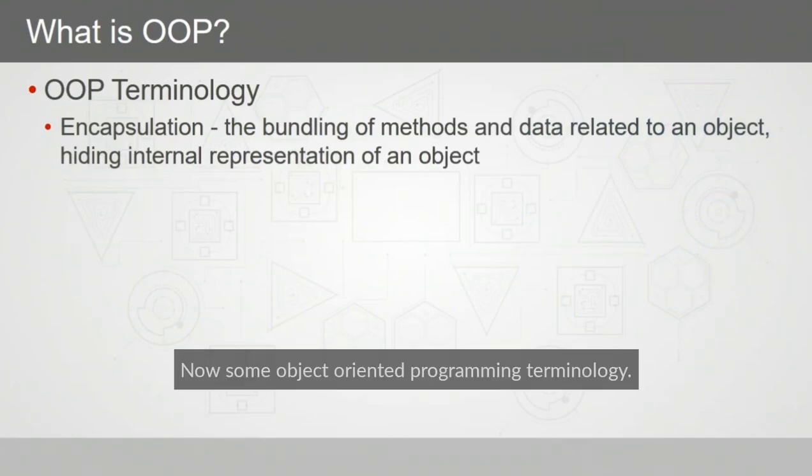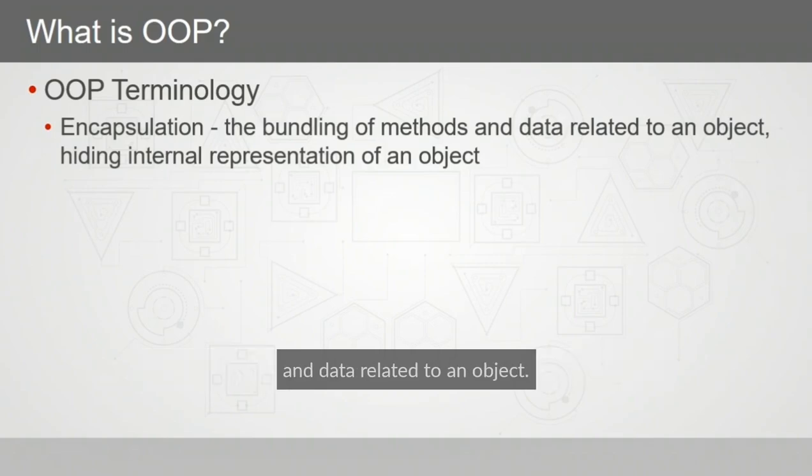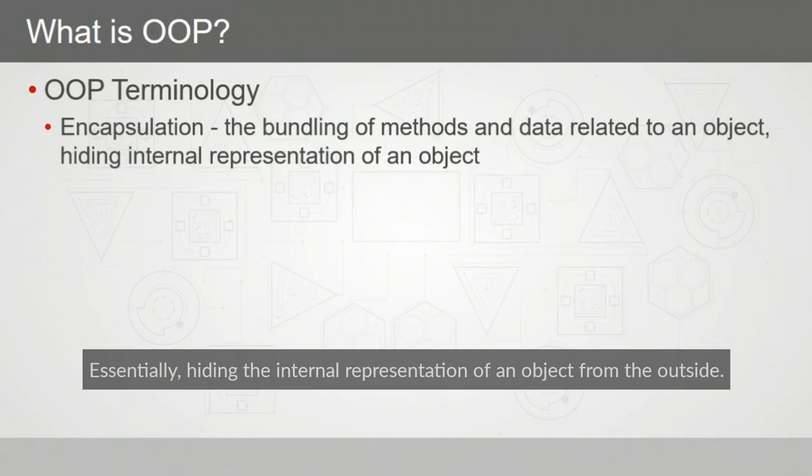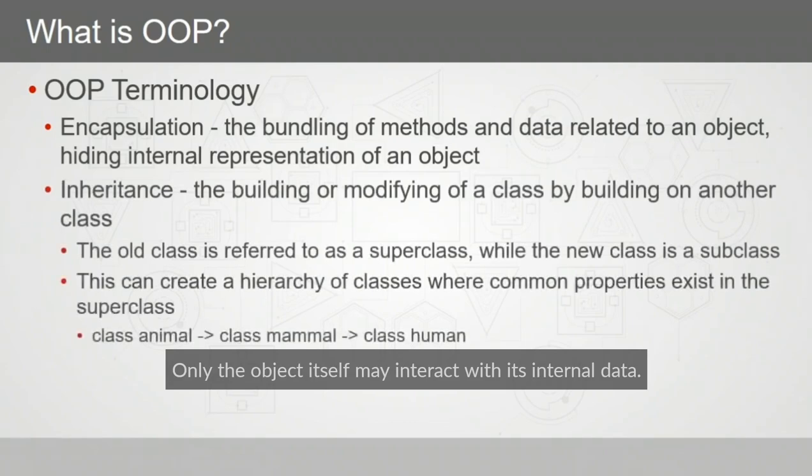Now, some object-oriented programming terminology. First, encapsulation. This amounts to the bundling of methods and data related to an object, essentially hiding the internal representation of an object from the outside. Only the object itself may interact with its internal data.